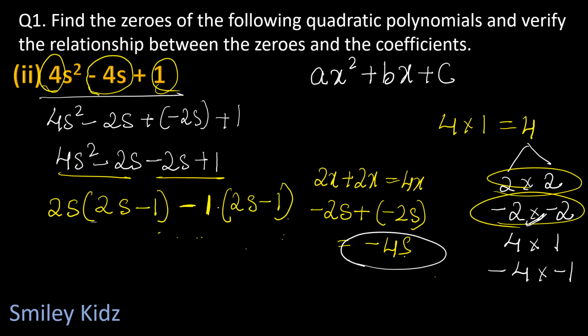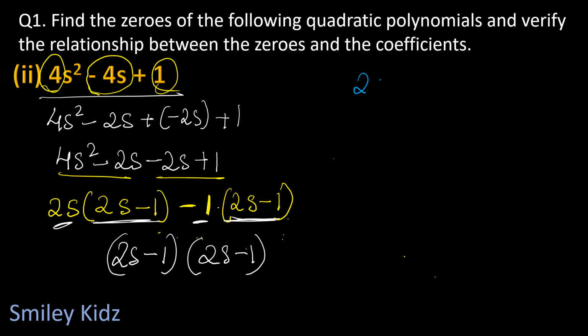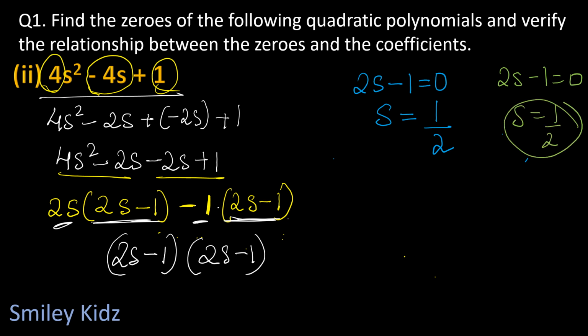So here we are able to see that 2s minus 1 is common. So I'm going to take out 2s minus 1, and again 2s minus 1 is common. So 2s minus 1 times 2s minus 1, and this means 2s minus 1 must be equal to 0, right? So s will be equal to what? 1 upon 2. Again the same case with the second factor as well. So it's going to be 2s minus 1 is equal to 0 and s will be equal to 1 upon 2. Now, what are the zeros of this particular quadratic polynomial? 1 upon 2.